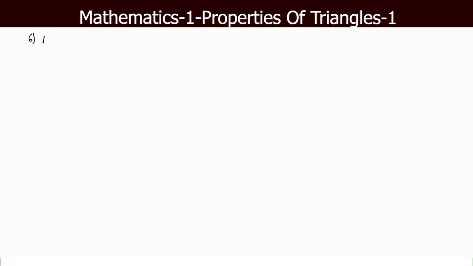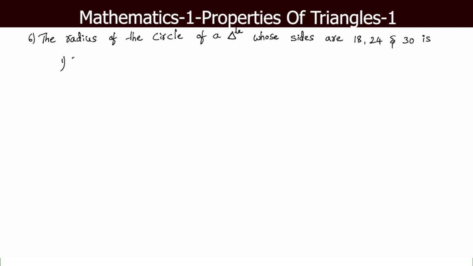6. The radius of the incircle of a triangle whose sides are 18, 24, 30 is: 1. 2, 2. 3, 3. 6, 4. 9. And you know that inradius small r is equal to delta by S, where delta is the area and S is the semi-perimeter. So here S is equal to a plus b plus c by 2, that means 18 plus 24 plus 30 by 2, which is equal to 36.